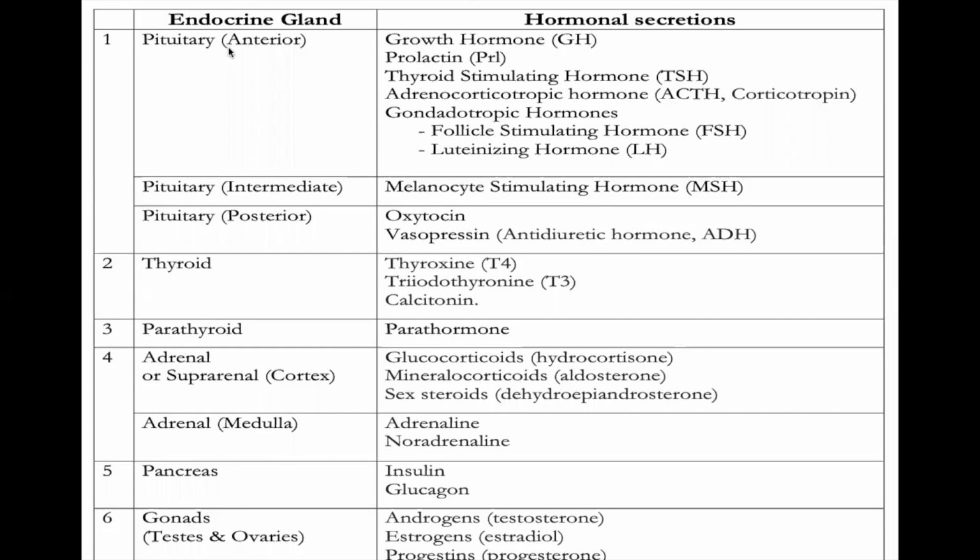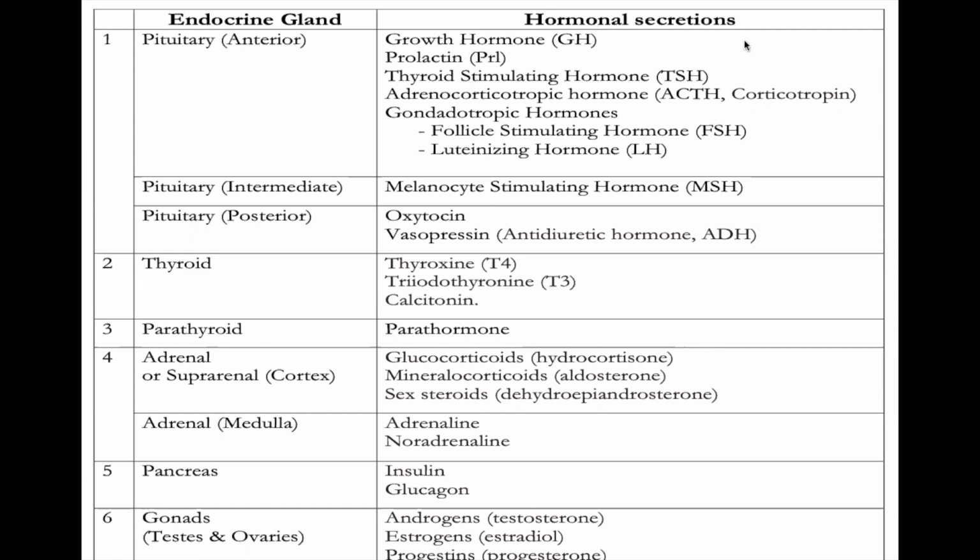The pituitary is divided into three parts: the anterior pituitary, the intermediate pituitary, and the posterior pituitary. Each part releases stimulating hormones, except the growth hormone, which is not a stimulating hormone. I'll explain the difference between a stimulating hormone and a simple hormone. Which hormone is directly released by the pituitary? It is growth hormone. Another is prolactin.